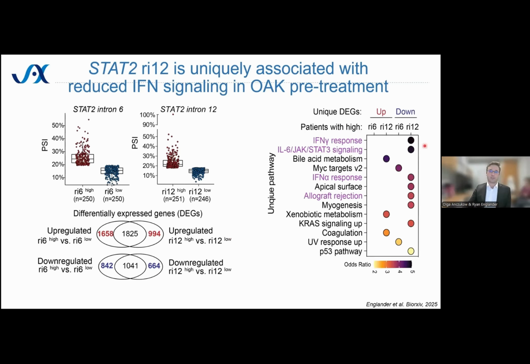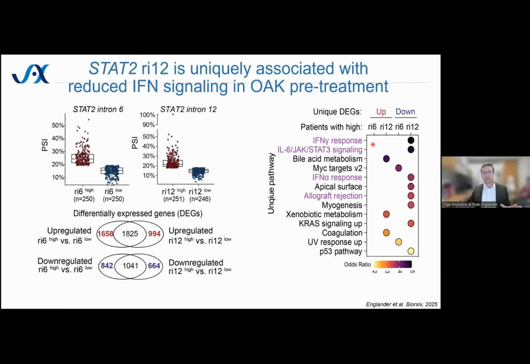And what we found was that genes that were downregulated in retained intron 12 were uniquely associated with immune response pathways, in particular interferon gamma responses and interferon alpha responses. And so what this suggests to us is that higher levels of intron 12 are preferentially associated with a reduction in interferon signaling, exactly as you'd expect, given that we know that intron 12 can encode an inhibitor of interferon signaling.